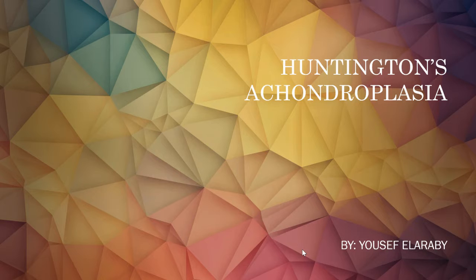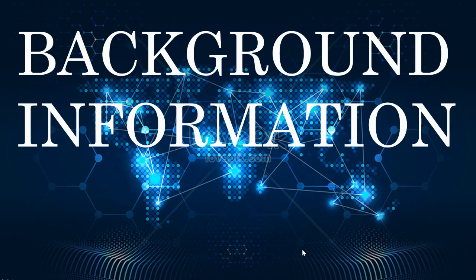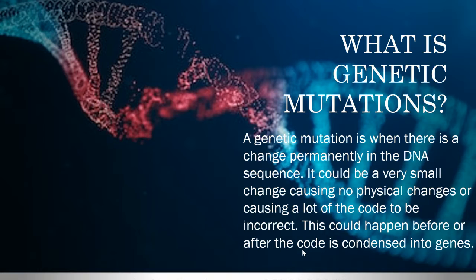Next slide is a table of contents, so we can just skip that. This is background information. What is genetic mutation? A genetic mutation is when DNA, which is the blueprint of our body, has an error in it, and this error could cause minor effects such as maybe you can't see as well as a normal person or hear as well, or maybe you don't have an arm.